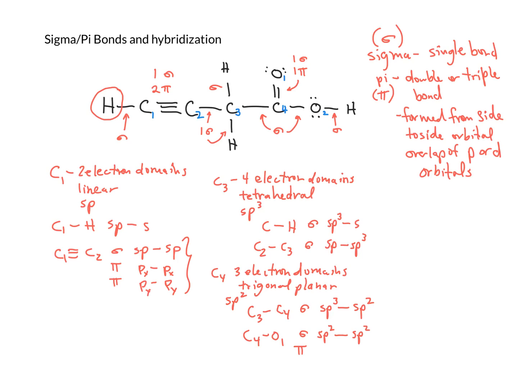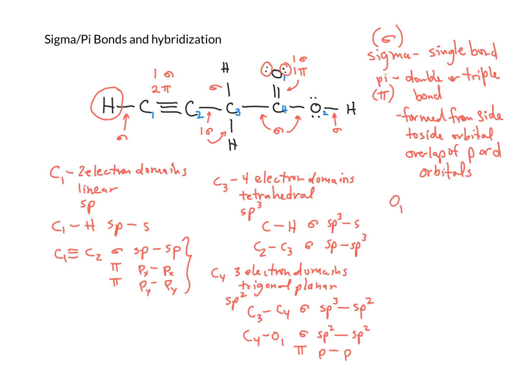If we take a look for a second, oxygen has 3 electron domains: 1, 2, and the double bond is 3. So 2 lone pairs of electrons and a double bond represent 3 electron domains. Oxygen-1 with 3 electron domains will be trigonal planar as well, and sp2 hybridized. The pi bond will occur between a p orbital from carbon-4 and a p orbital from oxygen-1. Because again, sp2 hybridized means I took 1 s orbital and 2 of the 3 p orbitals and blended them together. That means I have 1 remaining p orbital that is unhybridized.